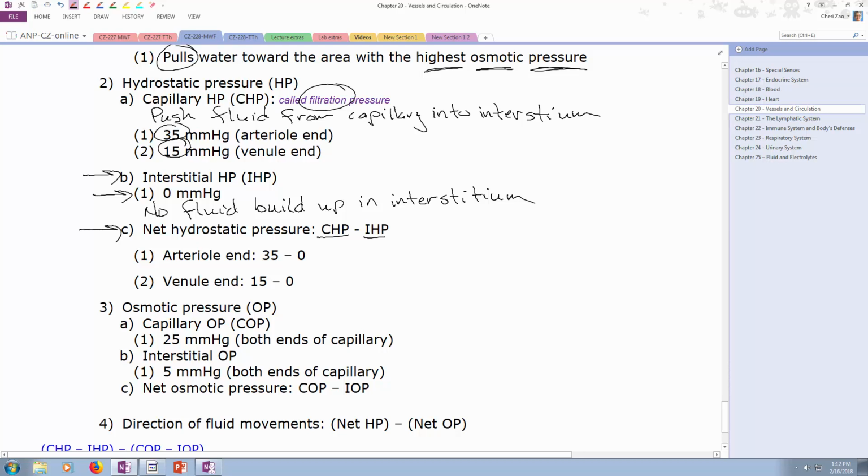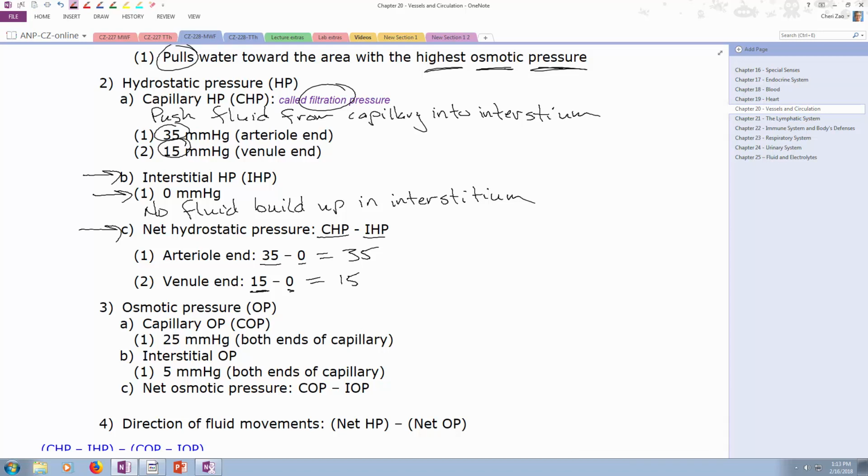And indeed, on the arterial end, capillary hydrostatic pressure is 35. Interstitial hydrostatic pressure is 0 under ordinary circumstances. So that means on the arterial end, our net hydrostatic pressure is 35, so we're pushing fluid out by that factor. On the venular end, because our pressure is lower, 15, and again our interstitial hydrostatic pressure is still 0 under ordinary circumstances, we will have a fluid push out of 15.